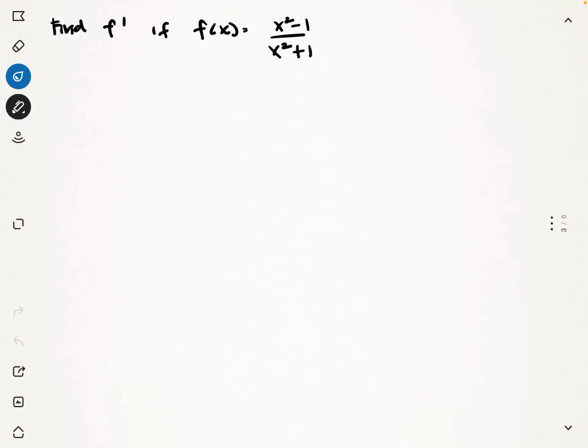Okay, next one. Find f prime if f of x equals x squared plus 1 over x squared minus 1, over x squared plus 1. So this one is going to be, notice that we have this top here, this bottom here, we're dividing. So this is going to be a quotient rule.